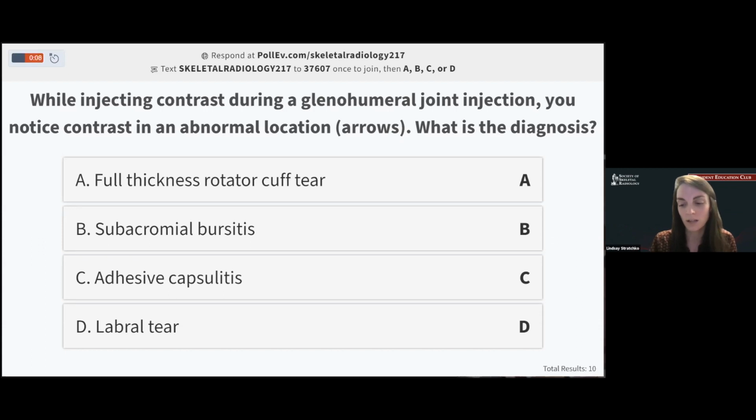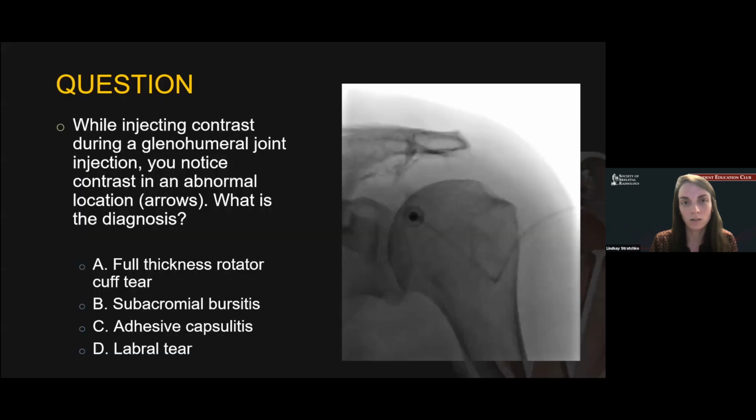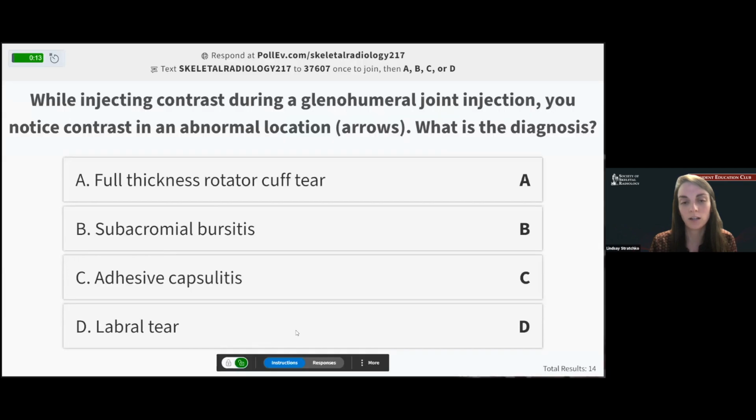Oh, I'm seeing that you can't see the arrow. So here, I'm going to see if I can come back one. I apologize, you can't see my arrow. If you're looking just cranial to the needle, you can see some dark contrast that's above the humeral head, extending up towards the acromioclavicular joint. So again, I apologize, those arrows didn't come over, but we'll go ahead and go to that poll everywhere question next.